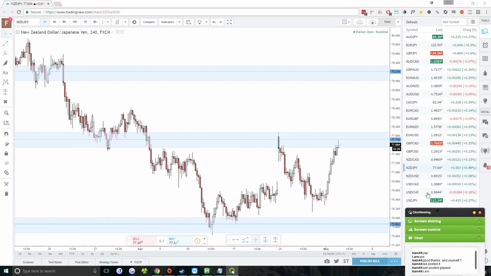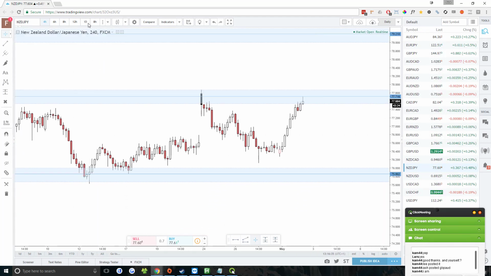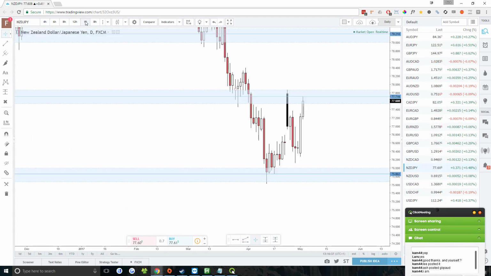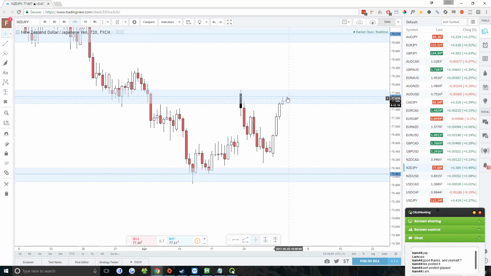New Zealand JPY. Ooh, hello. That looks nice. That looks like a nice potential short trade forming. Got 8 hours, 40 minutes until this 12-hour candle closes. Let's keep a very close eye on New Zealand JPY. All the JPY pairs are looking really, really nice right now. New Zealand JPY is actually starting to look better than the rest of them though. I'm going to keep a very close eye on this.